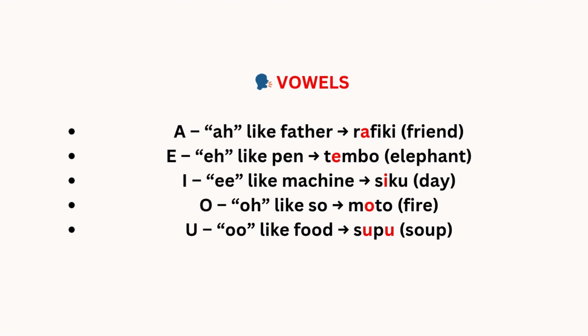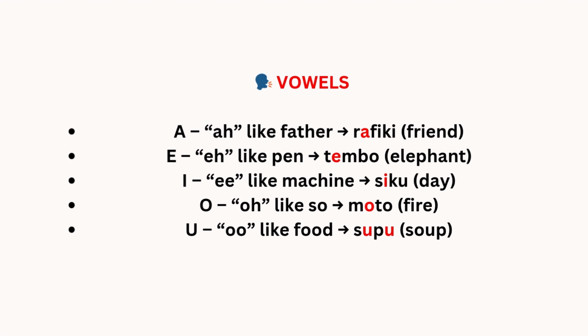The next vowel is I. I is like double E, like in machine. An example is siku. Siku in English is day. The next vowel is O, like in so. An example is moto. Moto is fire.